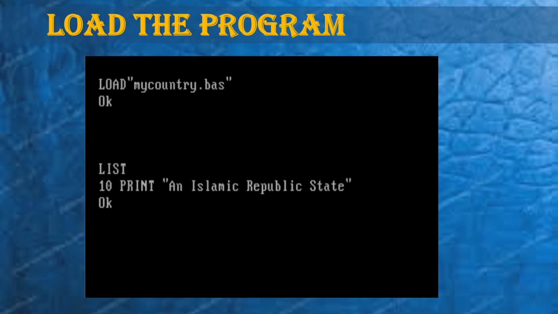So I have typed the LOAD command and in the double quotes my file name mycountry.bas, and when I executed it, what happened? It just gave me an OK message. Where is my program? To see the program lines, you have to use the LIST command. It will show you the lines of your program, and in my case there is only one over here.